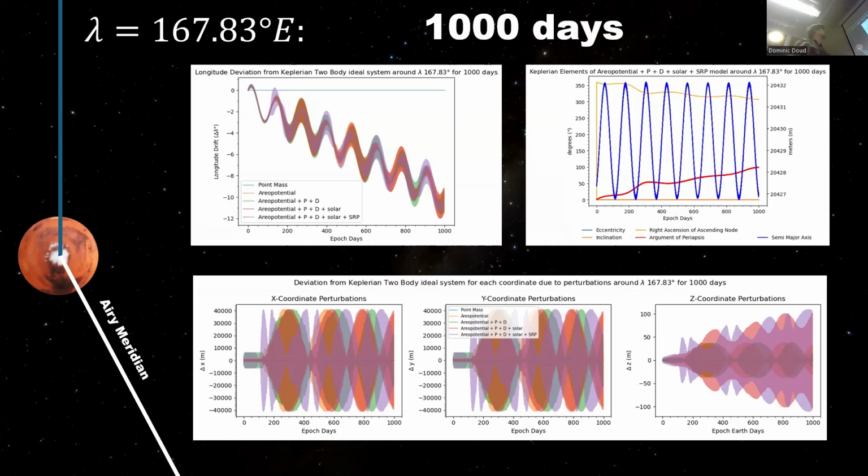X, Y coordinate perturbations, 40,000 meters. That's a lot. Z is only 100. That was interesting to me. That didn't make sense to me. I want to take a closer look at that.